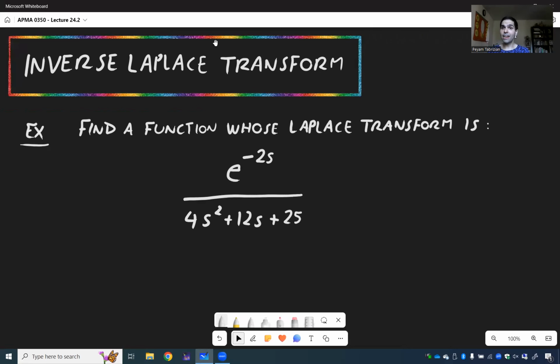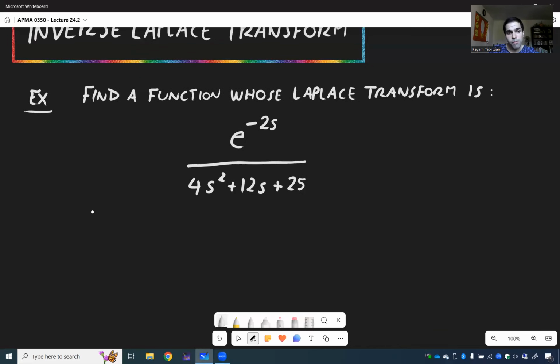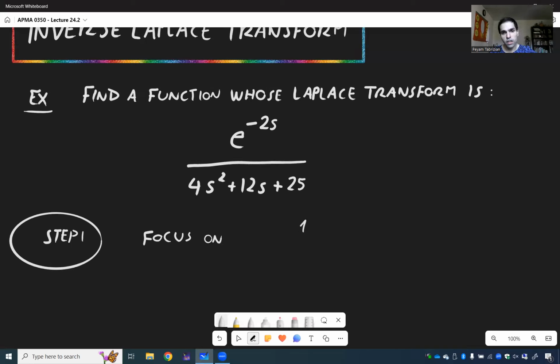All right, let's do more practice with inverse Laplace transforms. In particular, let's try to find a function whose Laplace transform is e to the minus 2s over 4s squared plus 12s plus 25. And remember, the first thing we want to do is focus on the function without exponential terms, because then we'll add the exponential term back in. So focus on 1 over 4s squared plus 12s plus 25.